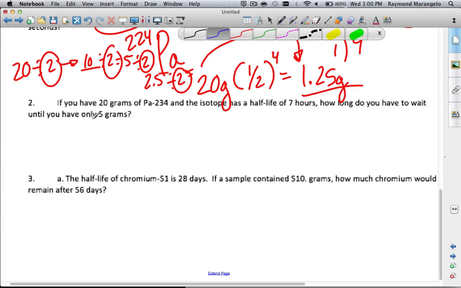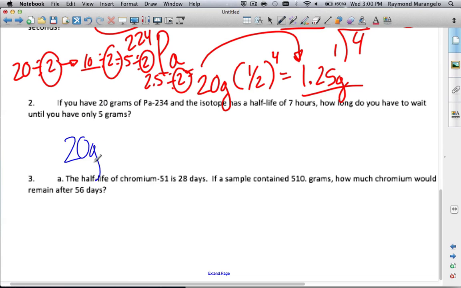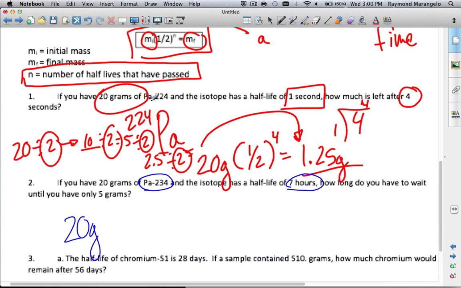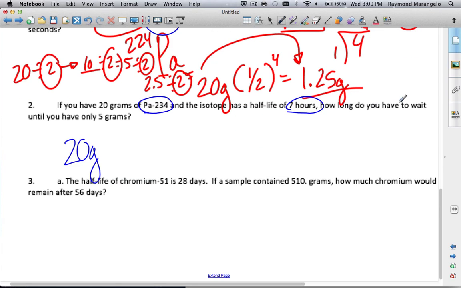Let's just change colors here. If you have 20 grams of Pa-234, and the isotope has a half-life of 7 hours, notice this is a different isotope. This is Pa-234, and that was Pa-224. How long do you have to wait until you only have 5 grams?